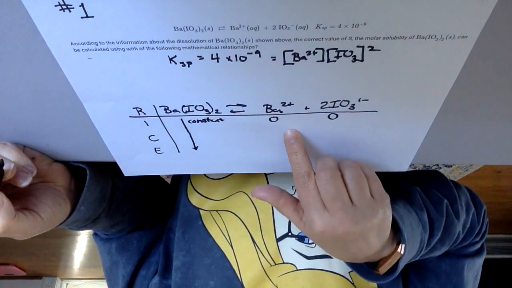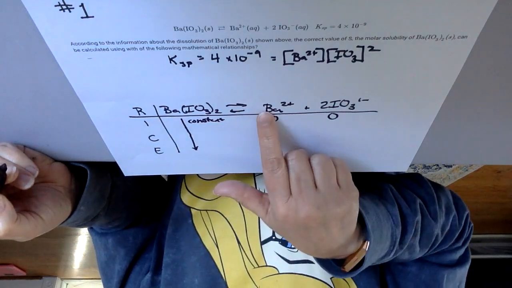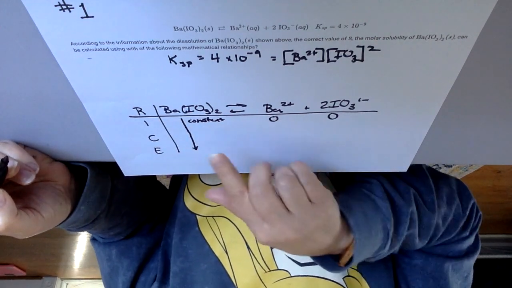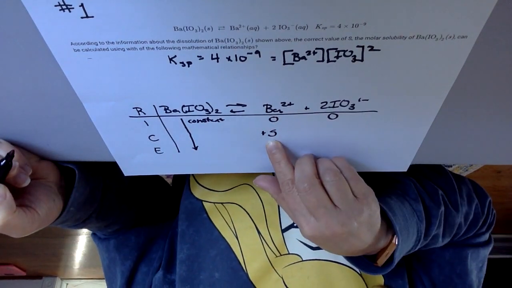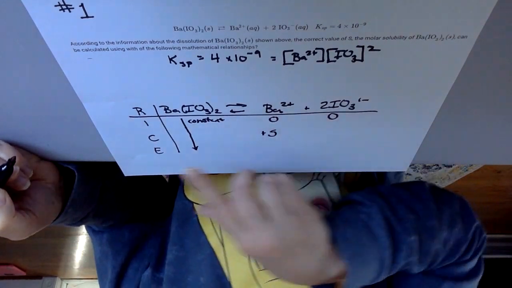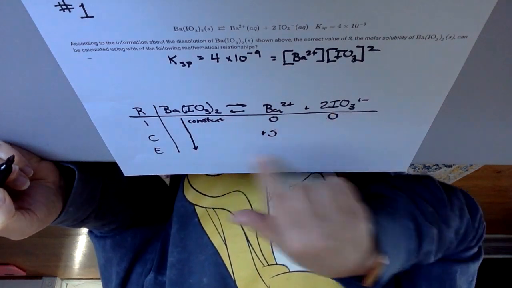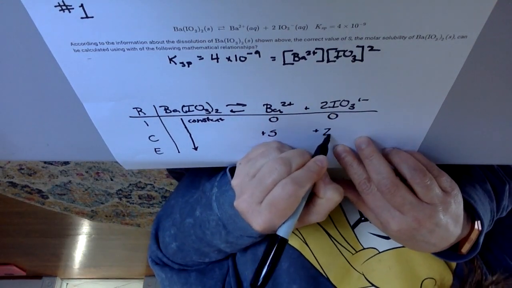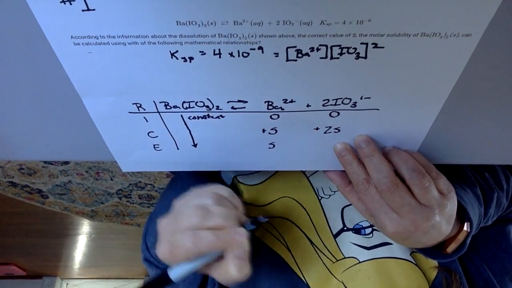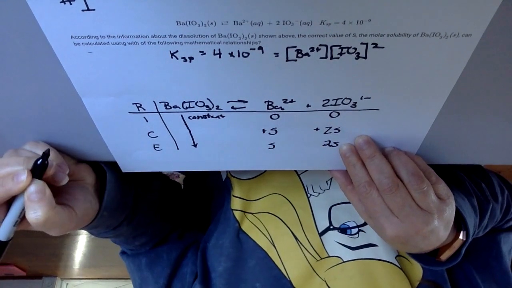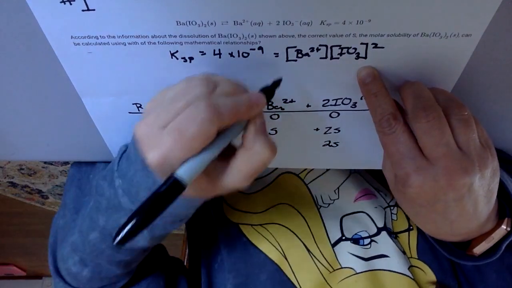But as a small amount dissolves, because this is a 1-to-1 stoichiometry relationship, the amount of change is going to be plus however much dissolves, the solubility. On the other hand, since this is a 1-to-2 ratio, this is going to be twice that. Okay, so the equilibrium concentrations are just going to be S and 2S. Now I can put it up in this relationship here.